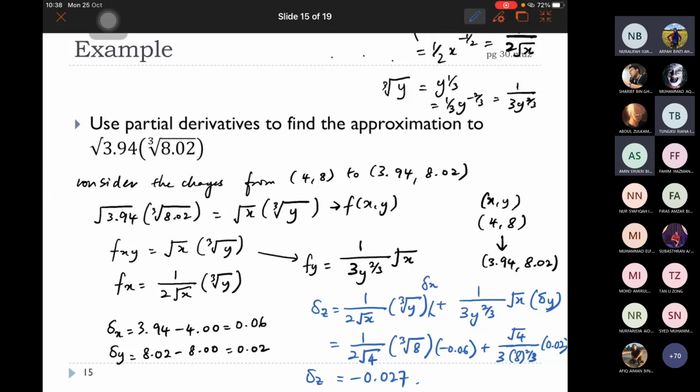Fine. That is about total differential for 2 variable.